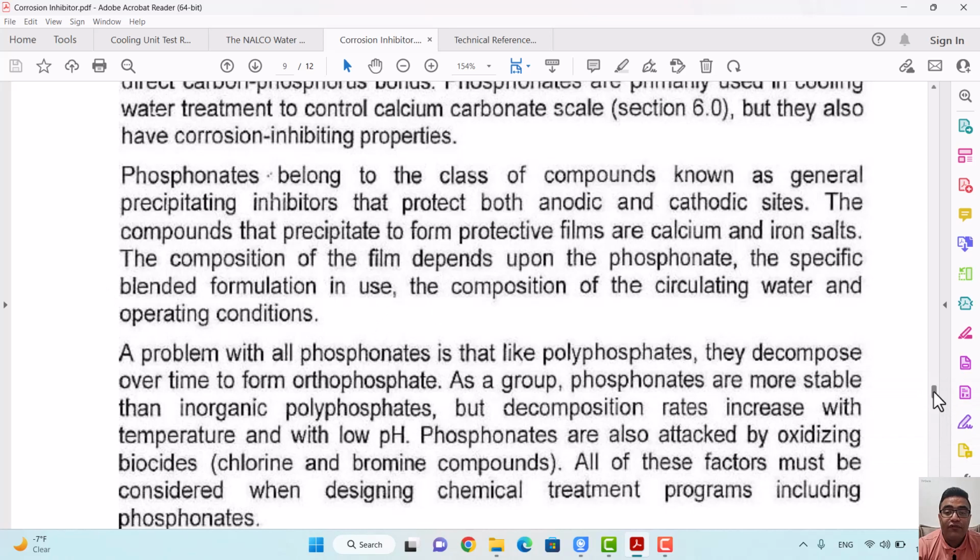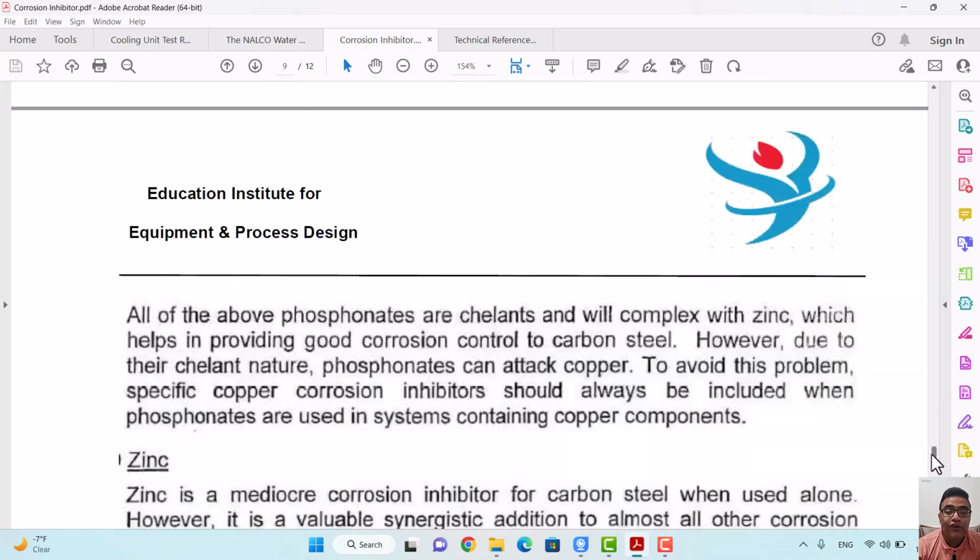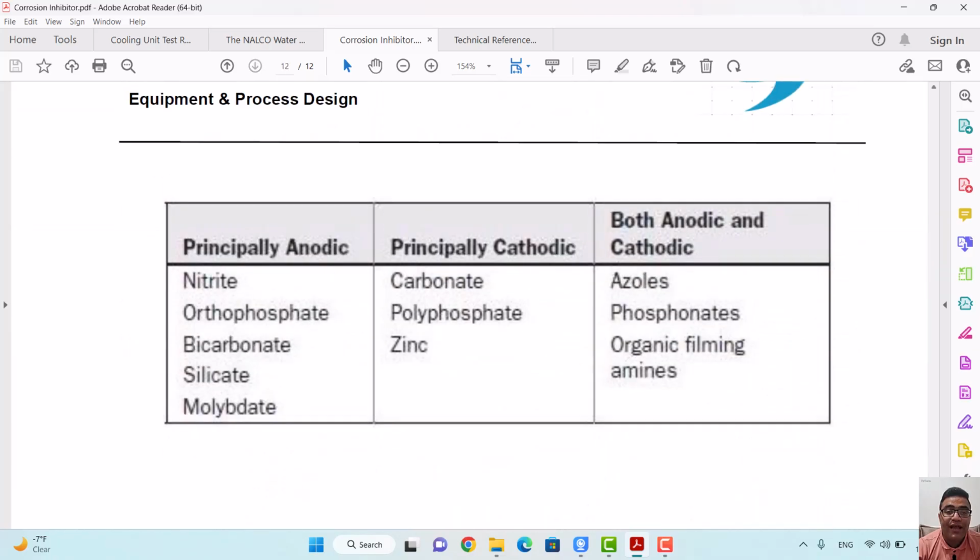Before going further to talk about different characteristics and problems associated with phosphonates, I want to show you, here we have selected zinc from this group, principally cathodic. We have selected orthophosphate from this group, and here we have selected phosphonate, which acts as both cathodic and anodic inhibitors. So three components of these ones are selected.